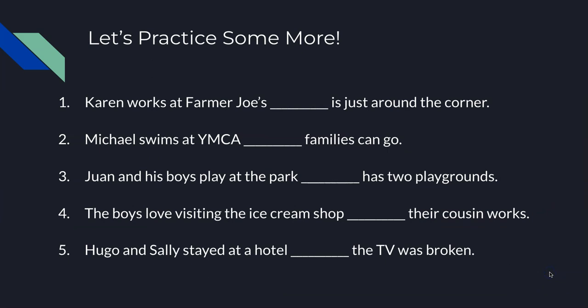So let's do more practice. Here you have 5 sentences. Study the sentences and think about what is missing. What goes in this blank space to make sure that both clauses make sense. So if you look at number 1, Karen works at Farmer Joe's is just around the corner. If you want to complete this clause, what goes here in this missing space?